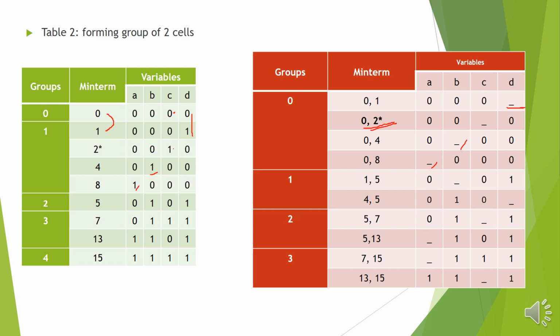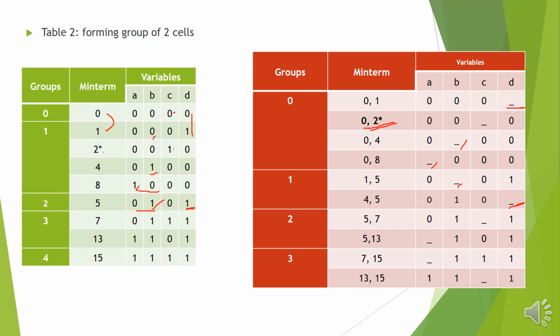Then compare group 1 with group 2, that is 1 with 5, which is possible because only B is varied, right? So 1 with 5, we can check. Fine, so then element 1 is over. 2 with 5 is not possible because two variables differ, and 4 with 5 is possible, where D is varied, appended with the dash. Then 8 with 5 is not possible because two cells are varied at the start itself.